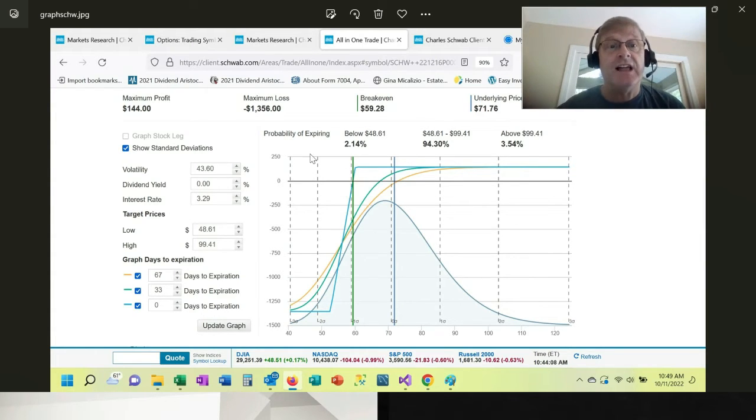Even though it shows a lot of maximum loss, that's like a huge dive, and I don't think that's going to happen with Schwab. Schwab doesn't move in a huge range. But I do like this. It's just below where you make the trade.